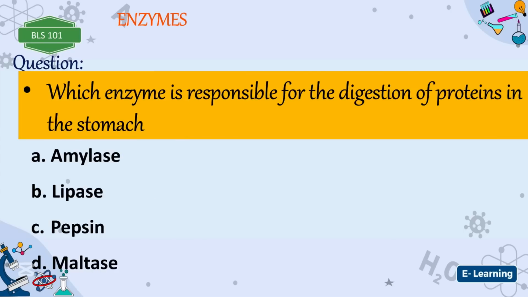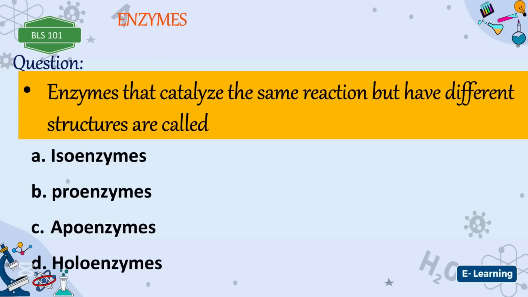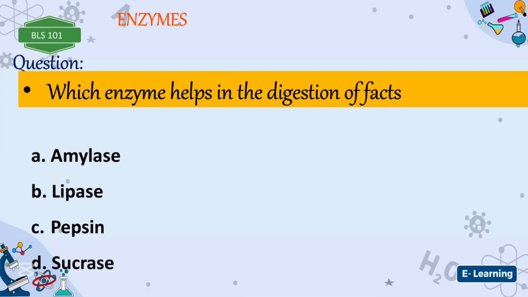Then, which enzyme is responsible for the digestion of protein in the stomach? That one is what? Pepsin. Right? And then, which enzyme breaks down starch into simpler sugar? Of course, you know, is amylase. All right? Then, enzymes that catalyze the same reaction but have different structures are called what? They are called isoenzymes.